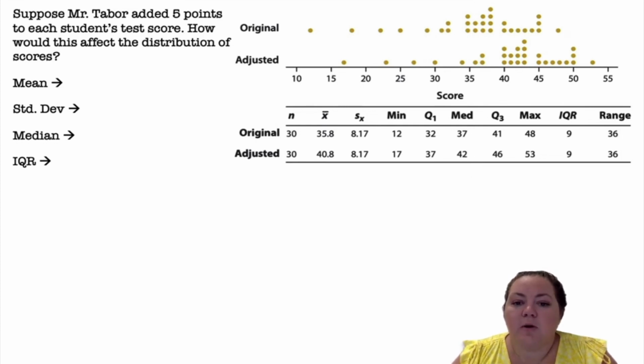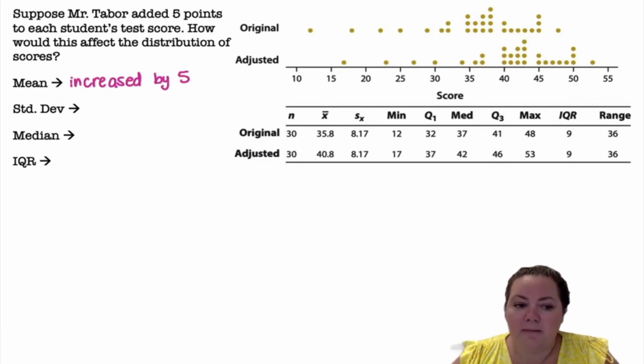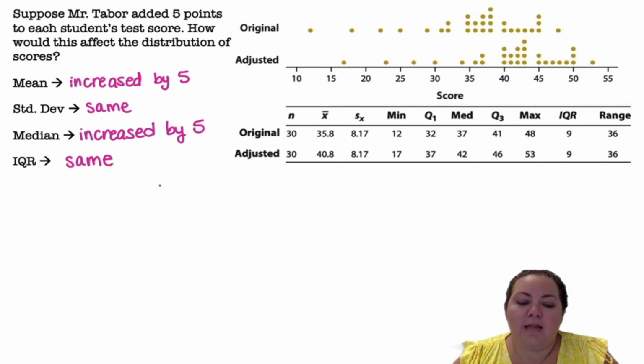And if you look, X bar is the mean, Sx is the standard deviation. We have minimum, quartile 1, median, quartile 3, maximum, IQR, and range. And the mean increased by 5. The standard deviation stayed the exact same. The median increased by 5. And the interquartile range stayed the exact same. So if I'm adding a constant, it's going to impact the mean and the median, but not my measures of spread.